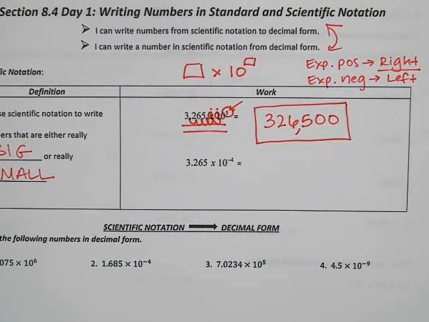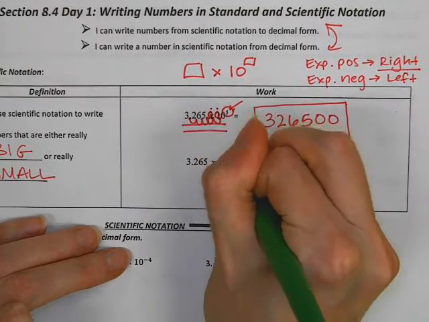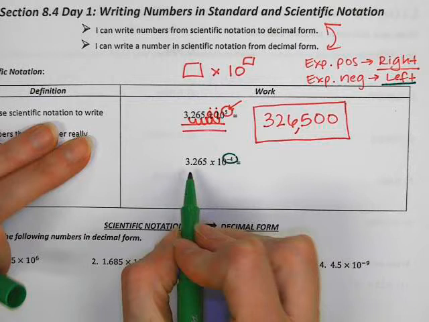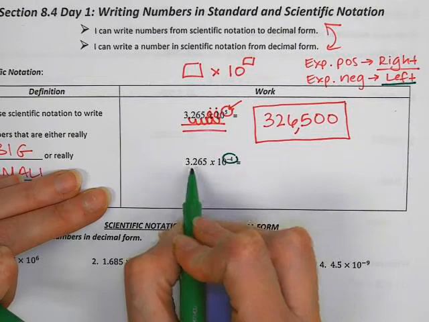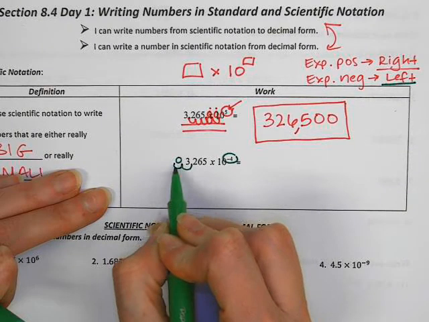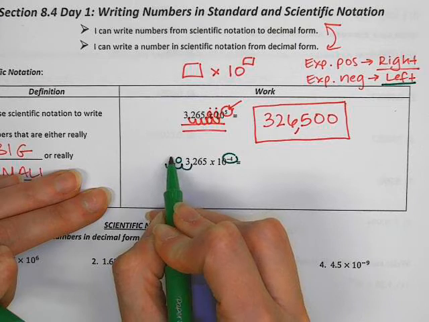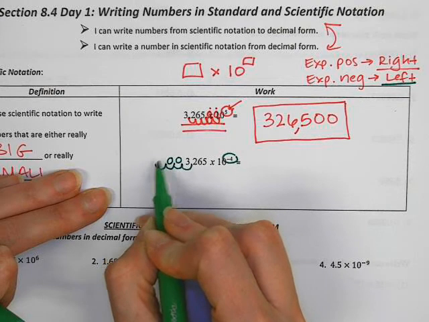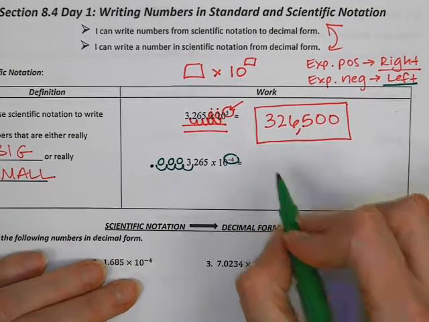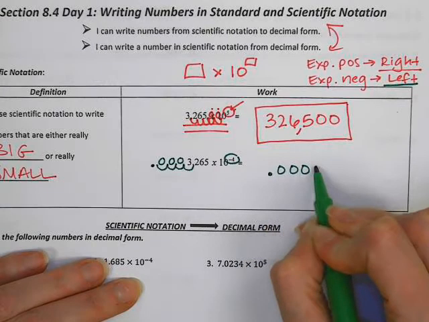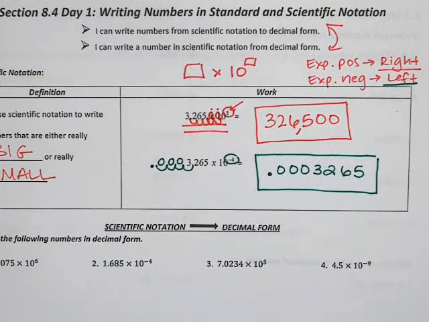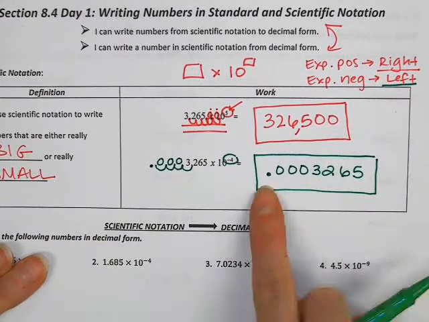Now, if your exponent is negative, you're going to move the decimal place to the left. Okay, so if it's -4, you're going to move your decimal place to the left 4 times. Here's the first time. Now the second time there's no number, so we add a 0. The third, there's no number, so we add a 0. And the fourth, we add a 0. And then the decimal place goes there. So this one is 0.0003265.